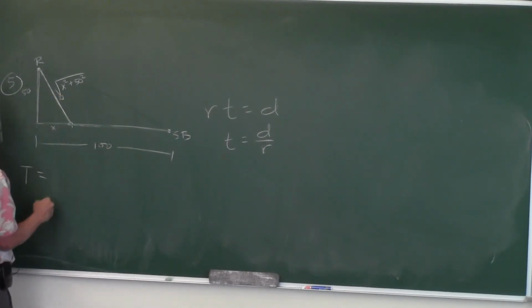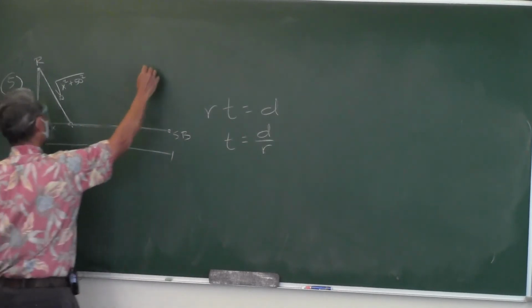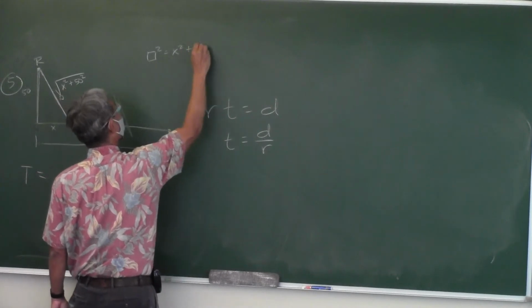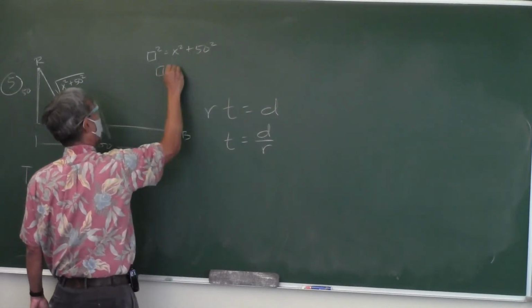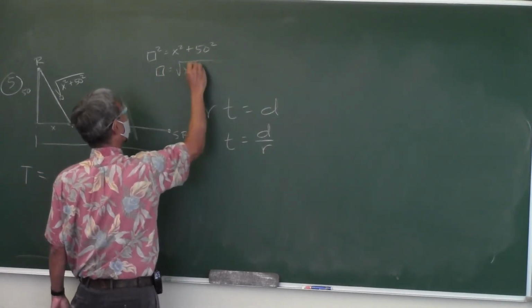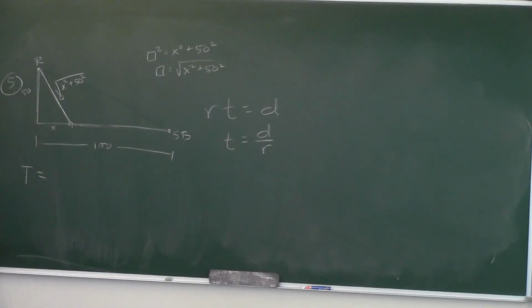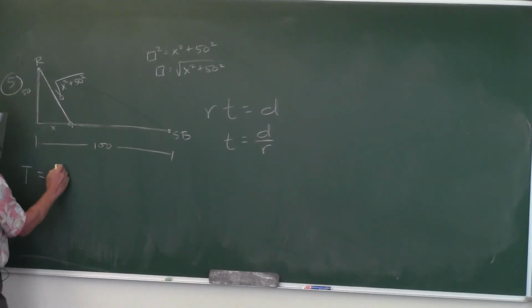Call this box. Apply the Pythagorean theorem. Box squared is equal to x squared plus 50 squared. Therefore, box equals square root of x squared plus 50 squared. Okay, so that's the distance that the person swims.